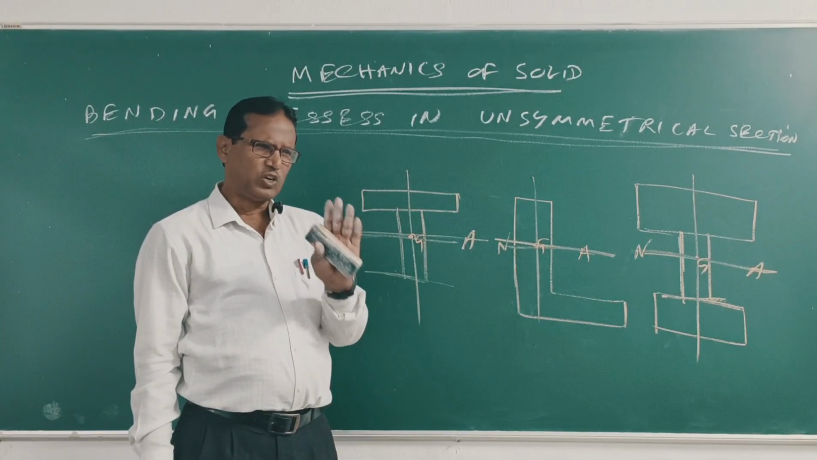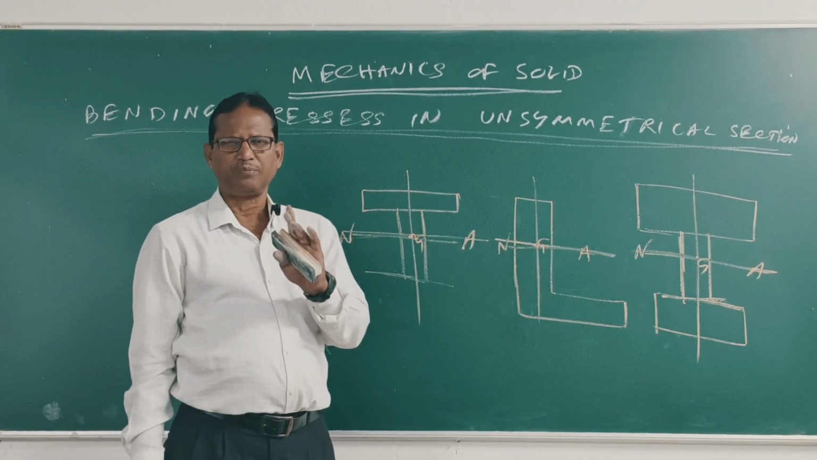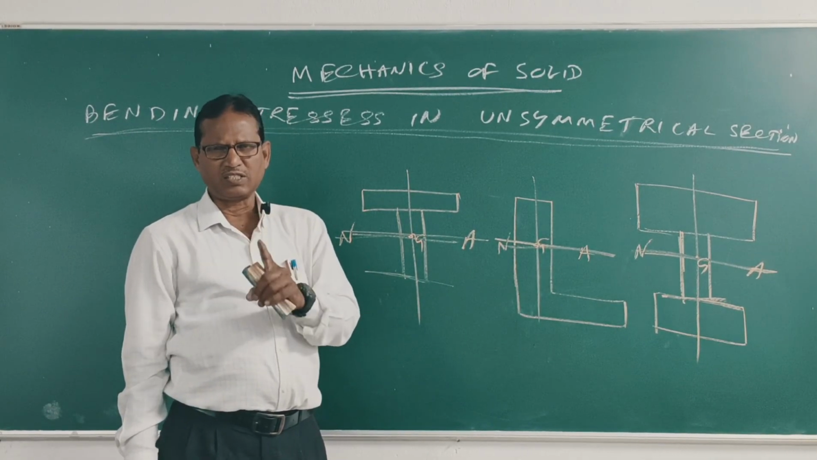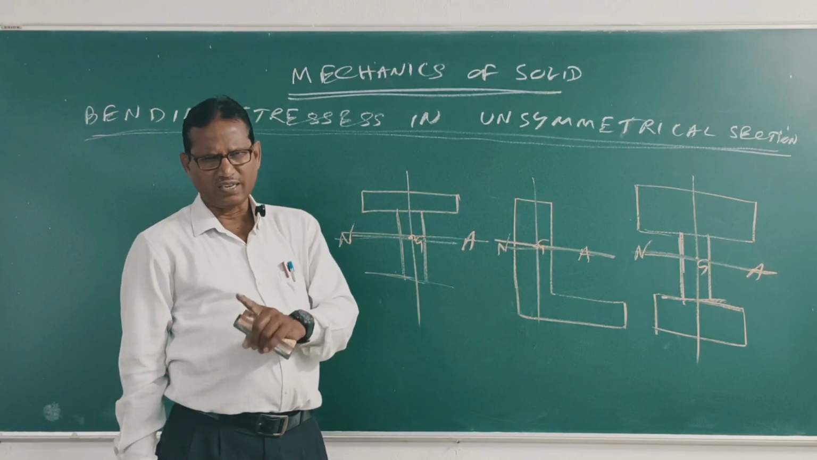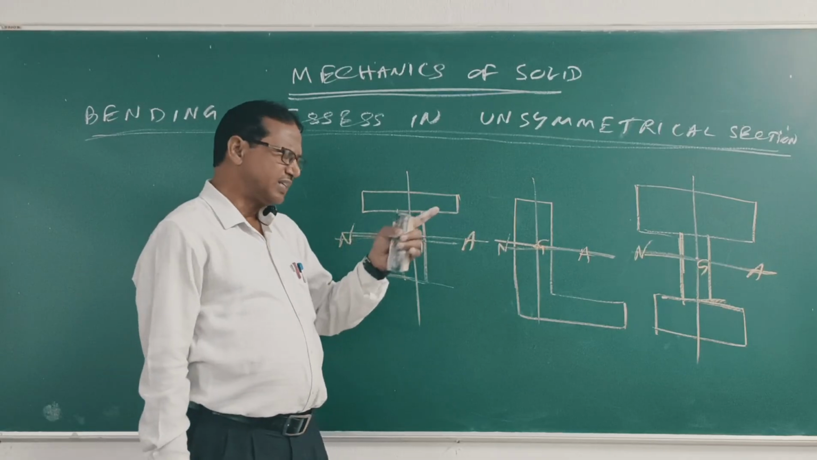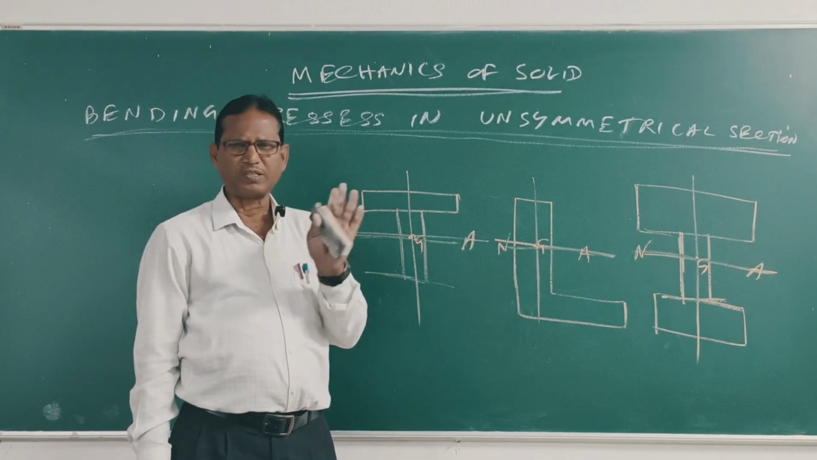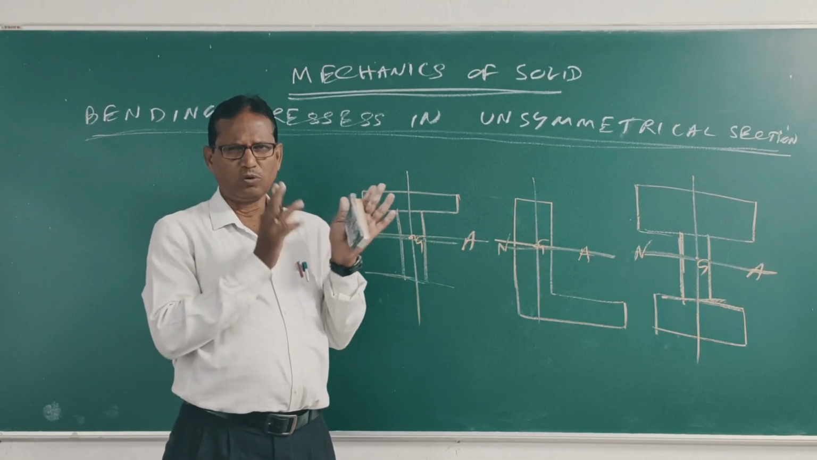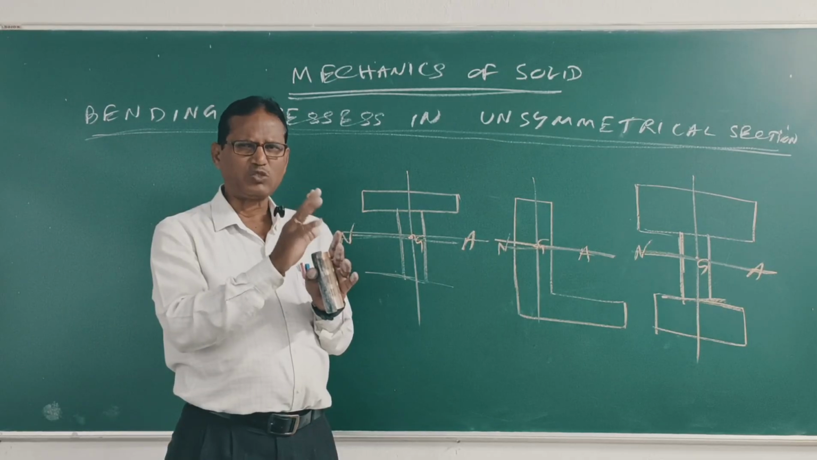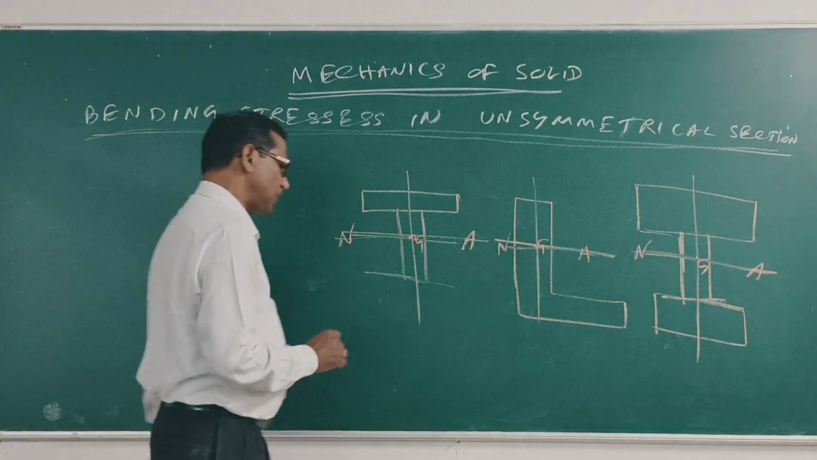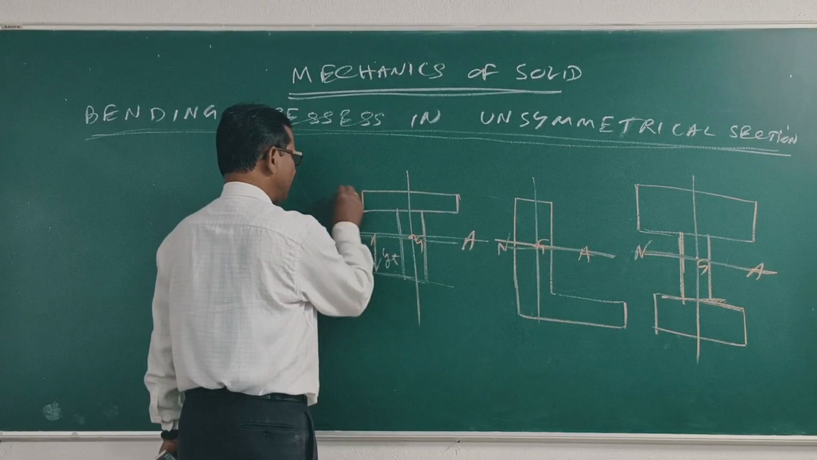Now, first find out the distances YT and YC. YT means the distance of the extreme fiber from the neutral axis on the tension side. YC is equal to the distance of the extreme fiber from the neutral axis on the compression side. So find out both YC and YT. Take the bigger value of YC and YT as Y. Clear? Suppose this is YC, this is YT.